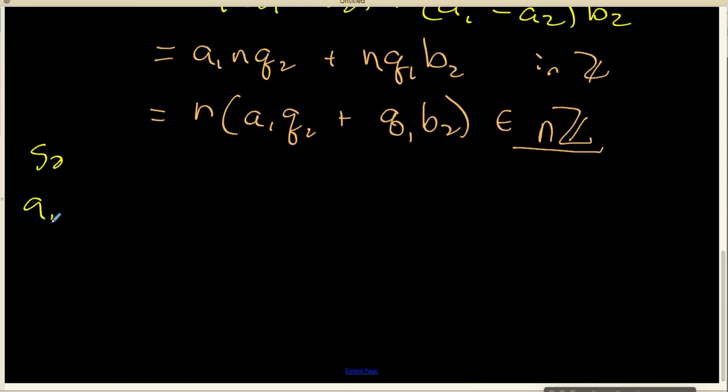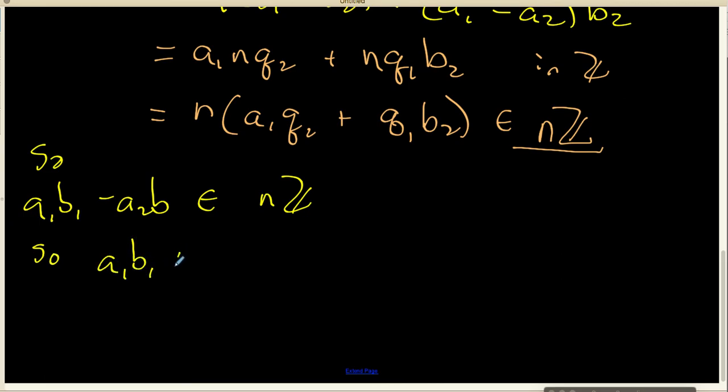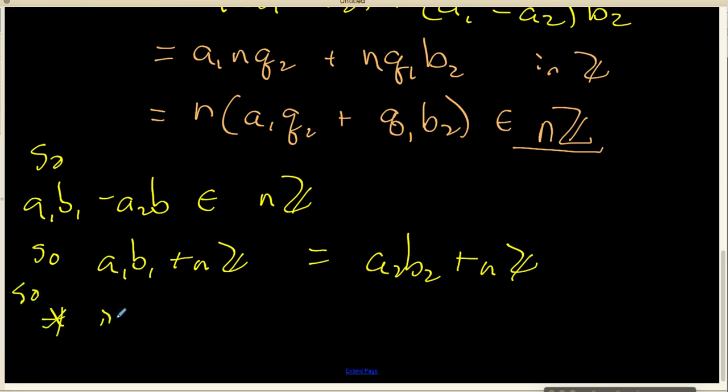So A1B1 minus A2B2 belongs to my subring nZ, and what that says is A1 times B1 plus nZ will indeed be A2 times B2 plus nZ, and that means our multiplication is well defined. In the next video, we will look at whether or not we have a full-fledged ring in this quotient structure.